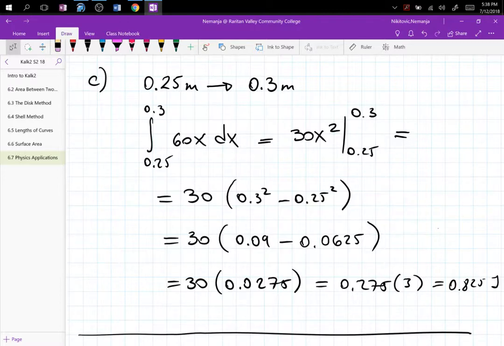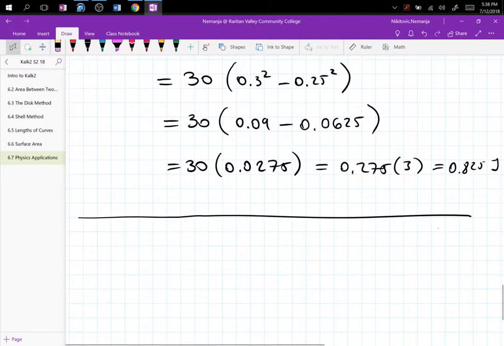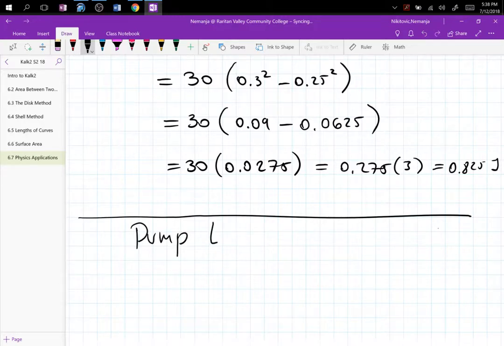So, we would like to take a look at the requirements, right, the work requirements to pump the water outside of the pool or outside of some body of water, whatever it is. And there is a formula. So, pump liquid.